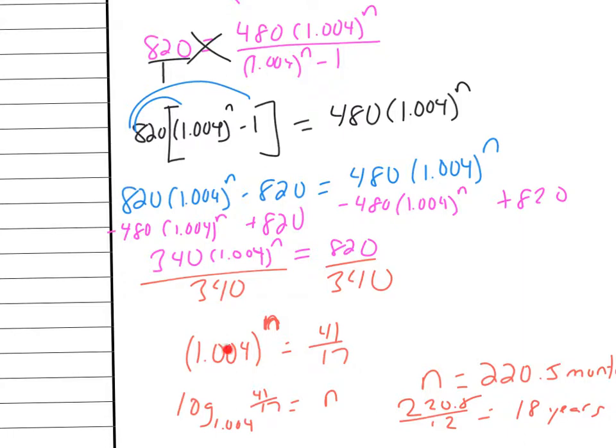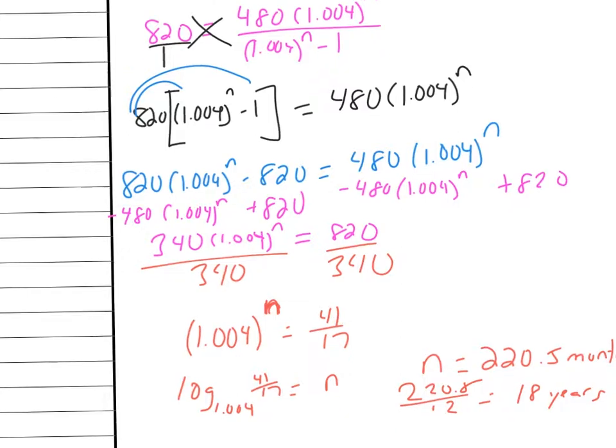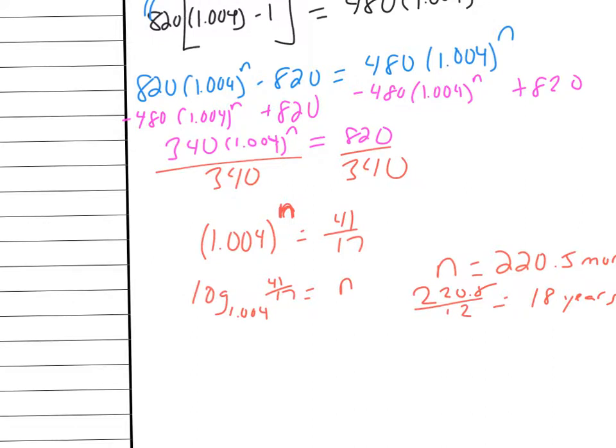And then we end up with this. I've reduced the fraction of what 820 over 340 is. Take the log of both sides. I'm sorry, not take the log of both sides. Change it from exponential to logarithmic form.